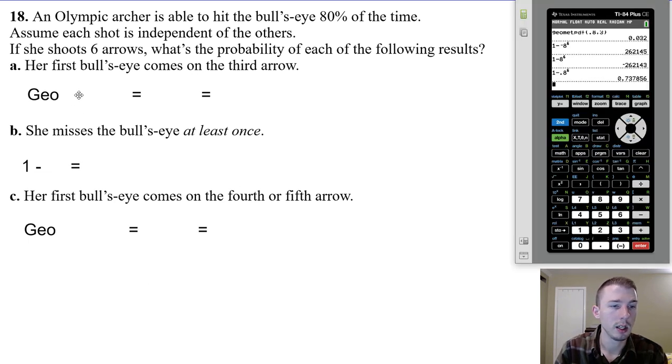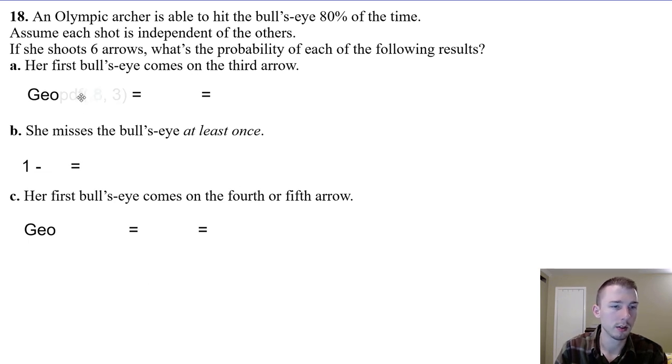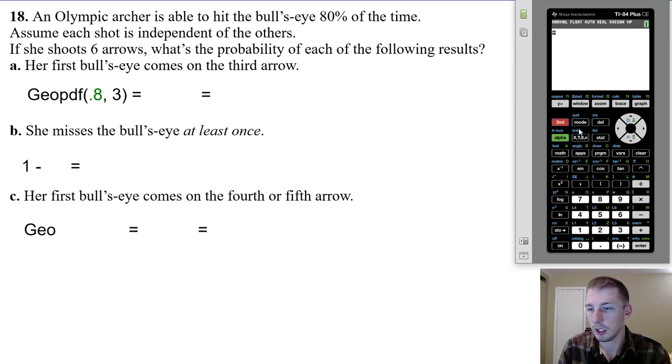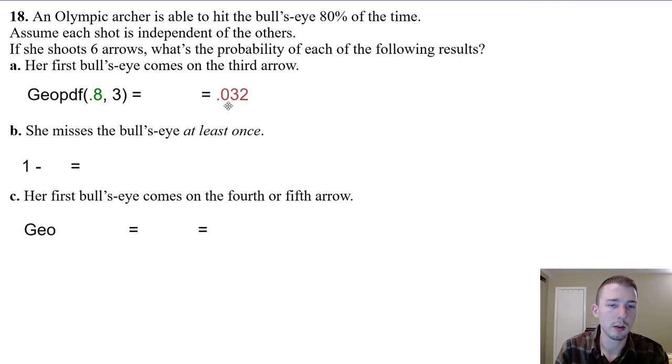So it's going to be 0.8 is our success, right? And then times 0.2 twice, and then 0.8 on the 3rd would be our first success. So we're going to do second distribution, geometric PDF, 0.8 and 3. And that'll give us a probability of 0.032, which essentially means that we had to have 2 misses before we had our first success, our first bullseye, which would be really rare. We wouldn't expect her to miss twice in a row or miss 2 at all, really.